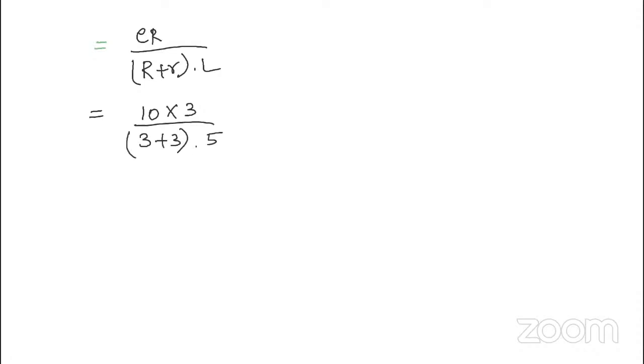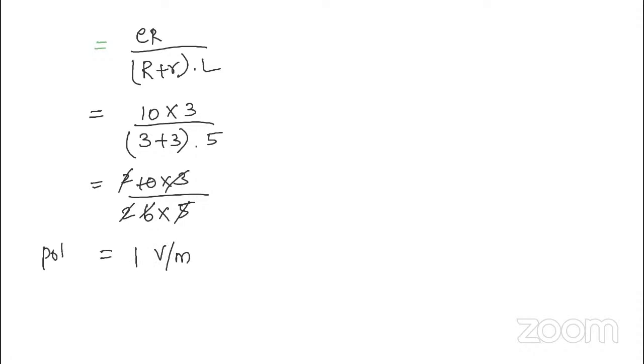Right? So have all of you substituted until here? After this is where we have confusion. Okay, so 10 into 3 divided by 6 into 5. So this is 1 time and this is 2 time. Here it is 1 time, it is 2 time. Everything cancels, and here it is 1 volt by meter. Okay, so the value of the potential gradient is 1 volt by meter.